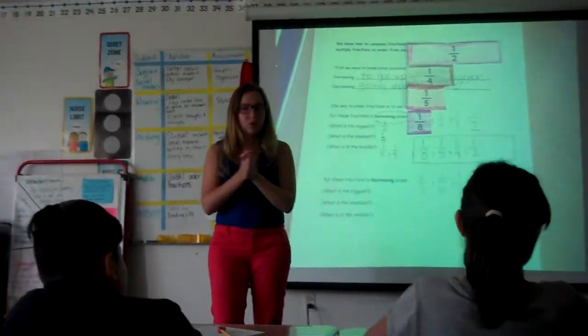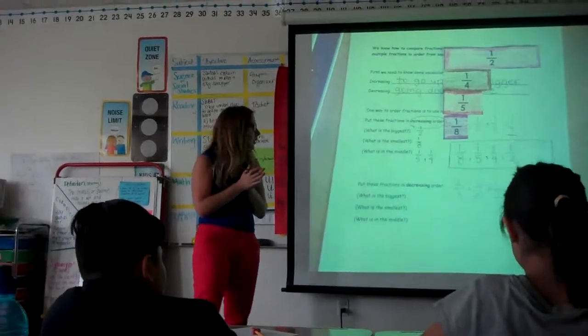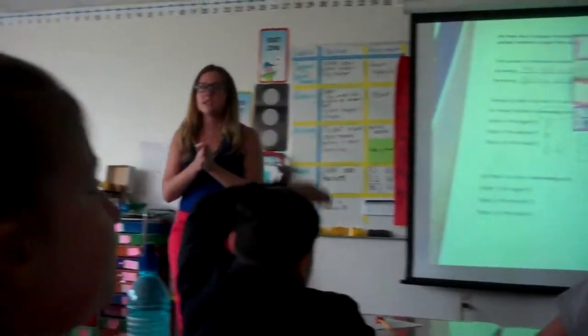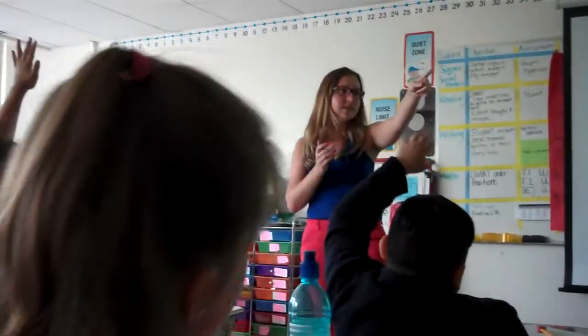Okay, let's try one more time. This time, we're putting our fractions in decreasing order. Who can remind me what that means? Decreasing order, Cassandra? We want the fractions going down in size, getting smaller. So let's look at our fraction strips. And let's build 2/3, 2/6, and 1/2.